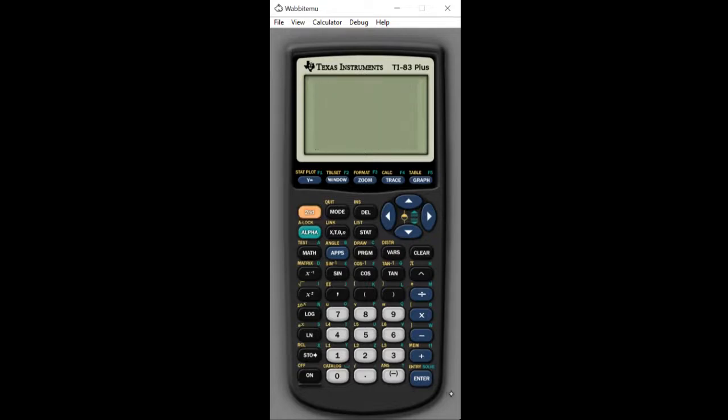Okay, so I'm going to go second, and then vars, and go down to inverse norm, and type in 0.02. Now, I want to mention something. The reason why it was 0.02 is because this was a two-tailed test, and my alpha was 0.04. So when it's a two-tailed test, I have to take whatever my alpha value is and cut it in half. Now I'm just going to hit enter, and if you notice, I'm coming up with a negative 2.05. Remember, I'm going to have two values, one positive and one negative. It's giving me the negative value. The positive one will just be positive 2.05.